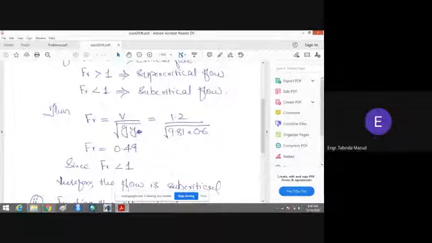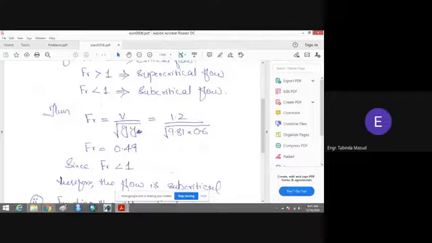It is very easy. Whenever you are asked to find whether the flow is subcritical or supercritical, just keep this in your mind: what will you do? You will find the Froude number, and that will show you whether the given flow is subcritical or supercritical.